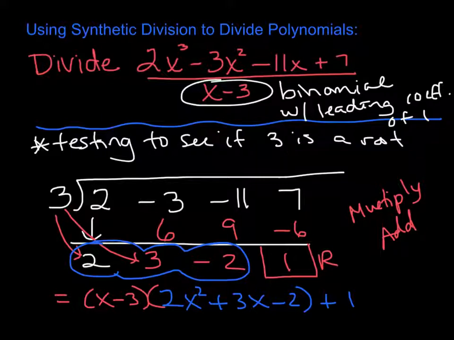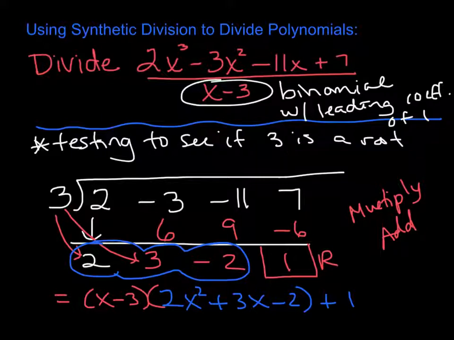So when I have my quotient, if the beginning polynomial that I was dividing into had an x to the third, my quotient always starts 1 less. So that's how I knew that the 2 was attached to an x squared and not x to the third, because I should be dropping down a power of x.